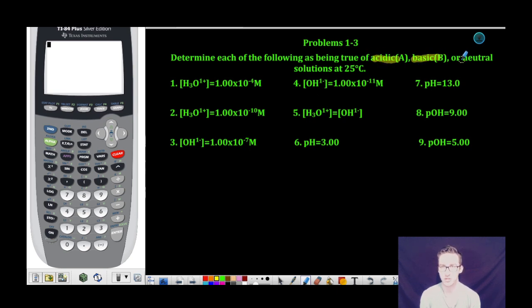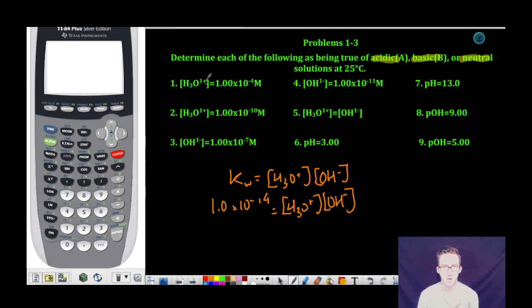basic, or neutral. Now, before we answer these questions, a couple of things just to keep in mind. One, remember the relationship that exists between hydronium ion concentrations and hydroxide ion concentrations that is given to you on your formula chart. Remember that at 25 degrees Celsius, the value of Kw is equal to 1.0 times 10 to the negative 14. Okay, the first 5 questions are giving us concentrations of either hydronium ions or hydroxide ions, so I'm going to look at this relationship that exists in the Kw expression.